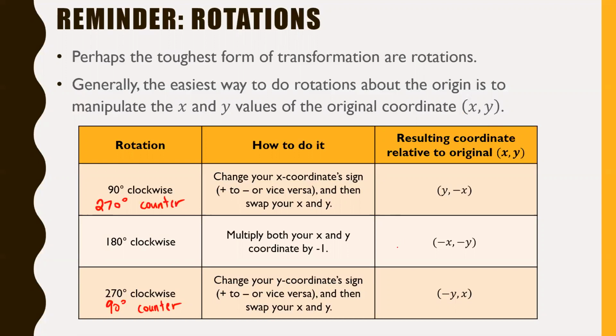180-degree clockwise, that one's a little easier. You basically just flip the sign of both your x and your y. So if x was negative and y was negative, then you turn them positive, or vice versa. Now, 270-degree clockwise is very much like your 90-degree clockwise, except you make your y coordinate sign negative or positive if it was already negative, and then you swap. So it's pretty much the same idea, just flipped around.